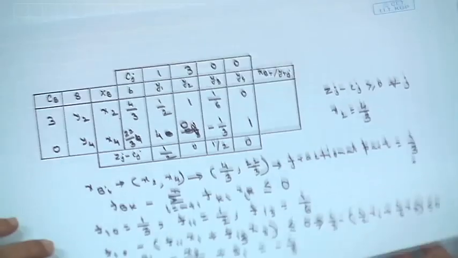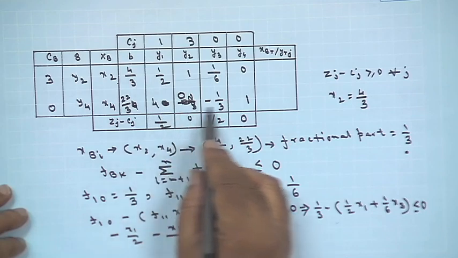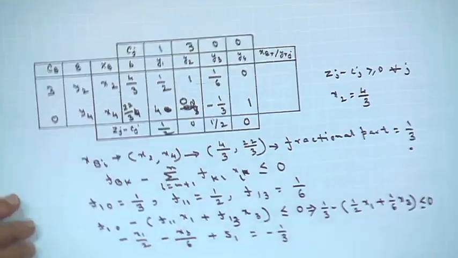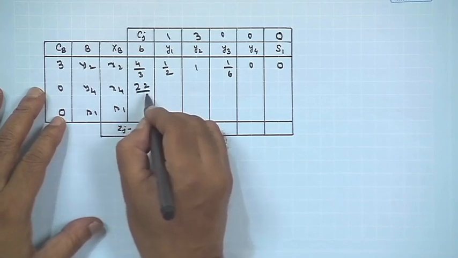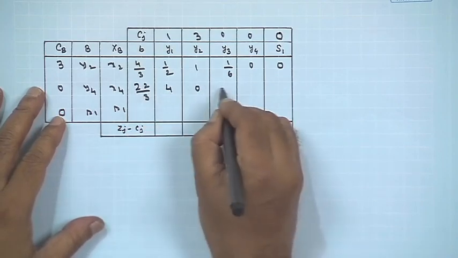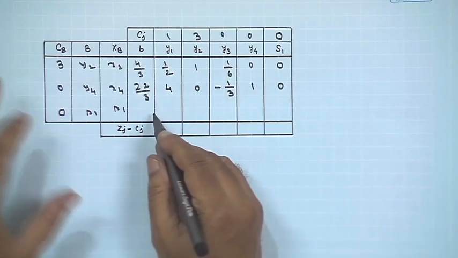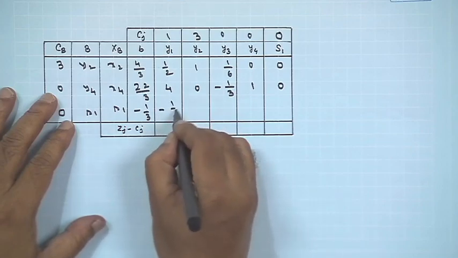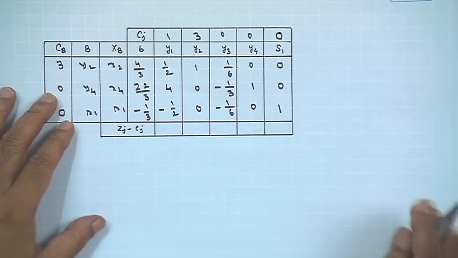Please note that these two rows will remain as it is, there will be no change. These two rows will remain as it is, and one more row will be added with the coefficients of this one. So, next row will be 22 by 3, 4, 0, minus 1/3, 1 and 0. And the third one is value of b here is minus 1/3. So, therefore, it will be minus 1/3, minus half, 0, minus 1 by 6, 0 and 1.